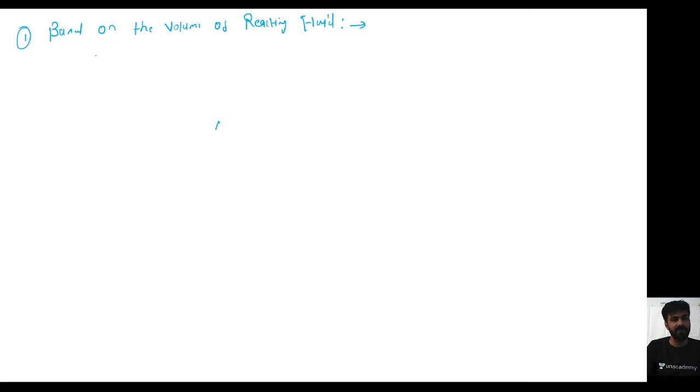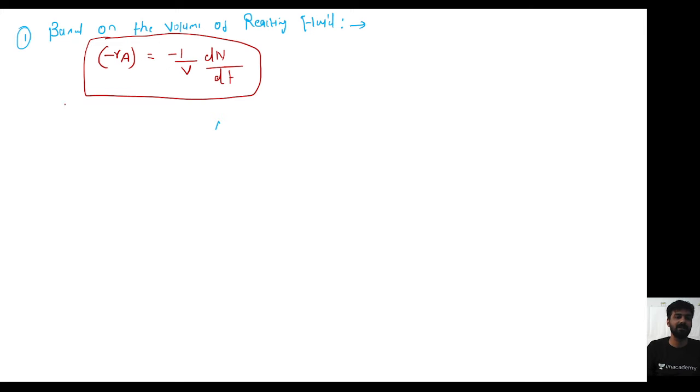Based on the volume of reacting fluid and measurement, it can be defined in this way: minus Ra equals minus 1 upon V times dN upon dt. That is a homogeneous reaction system. Second is based on unit mass of solid.